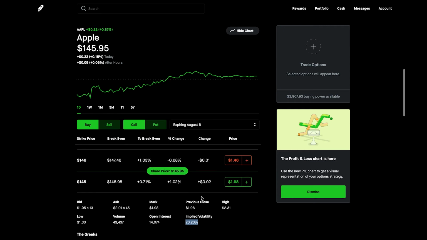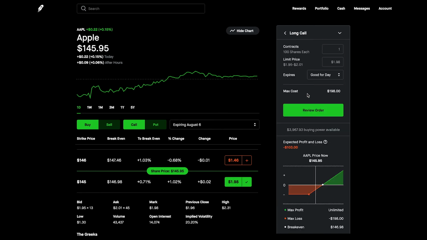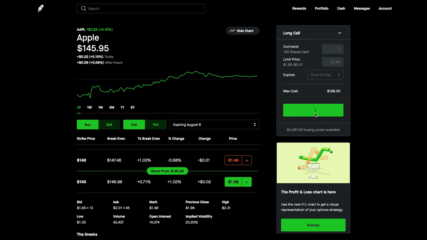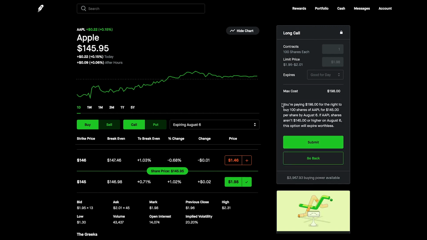So what that means is when you buy a call option, let's just click on this. Click on continue. Let's review the order just to see what it says. If we buy this call option, it says you're paying $198, that's the options premium, for the right to buy 100 shares of Apple for $145 per share by August 6th. If Apple shares aren't $145 or higher on August 6th, this option will expire worthless. So if we buy this particular call option, we hold this contract, and we have the right to buy Apple at $145 per share.